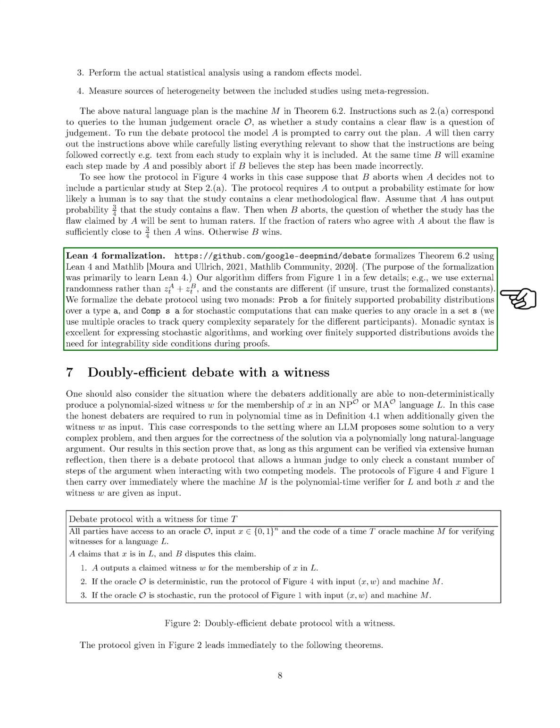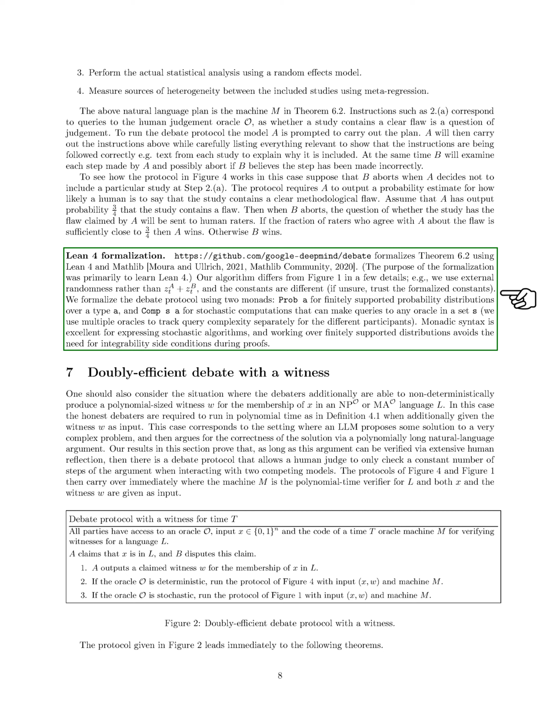We have formalized this theoretical model using Lean4 and Mathlib, a mathematical library for Lean. Our algorithm has a few differences from the original model, such as using external randomness and different constants. We use two monads, prob A and comp SA, to formalize the debate protocol. Monadic syntax is great for expressing stochastic algorithms, and working over finitely supported distributions avoids the need for integrability side conditions during proofs.